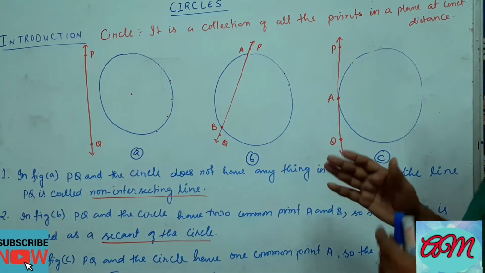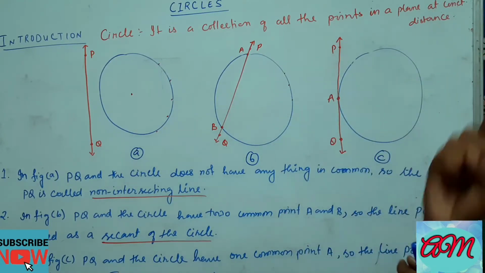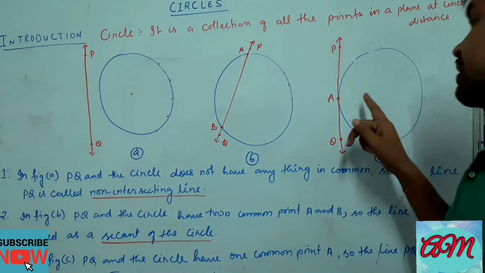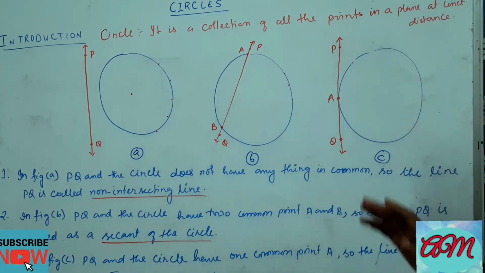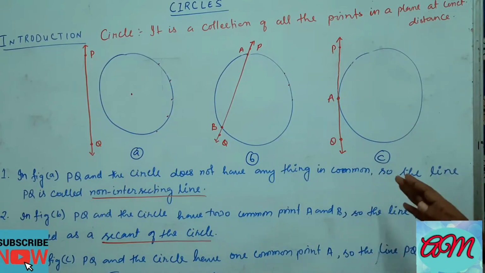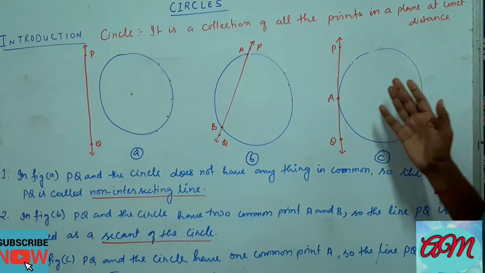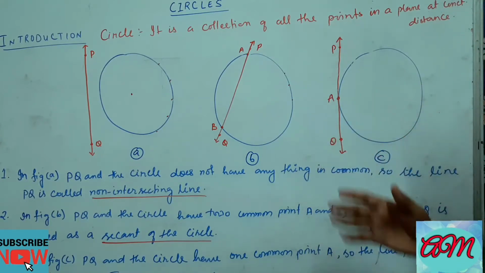A tangent is that line which touches the circle only at a particular point, only at one point. That is called a tangent. Hope, dear students, you have understood. Okay, the introduction, what is a tangent, because we are going to study this tangent a lot here. So hope all of you have understood. You can take it down.